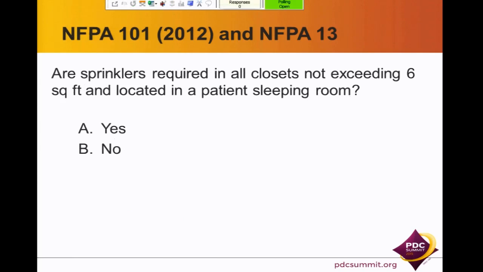Okay, so these next couple, you have to look at the title because you're going to be dealing with multiple documents. So this is NFPA 101, 2012 edition, and NFPA 13. Are sprinklers required in all closets not exceeding 6 square feet and located in a patient's sleeping room? I'll close the polling in just a moment.